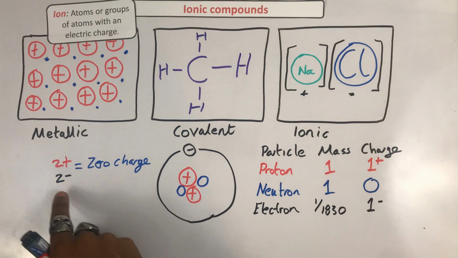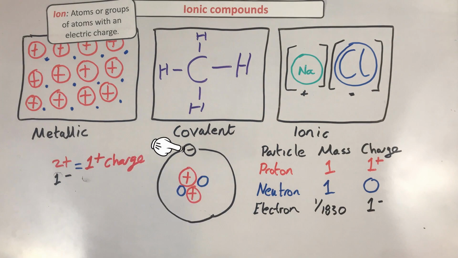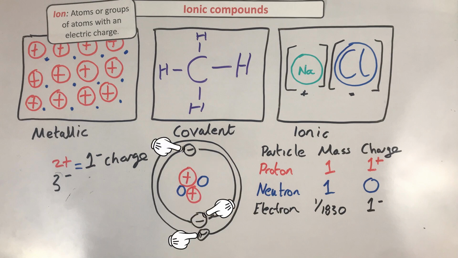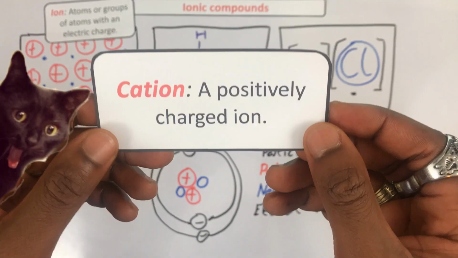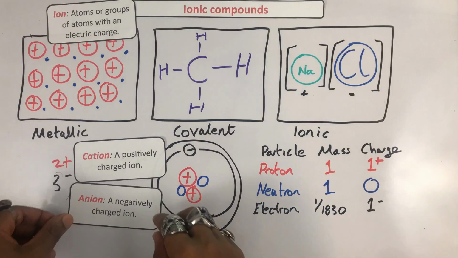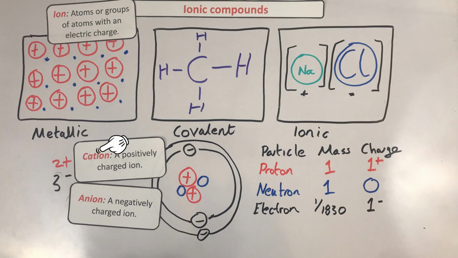Removing an electron makes the helium atom turn into a 1+ ion. That's because we've got 2 protons now and only 1 electron. But if we gained electrons, so I added an electron, it will be a 1- ion. That's because we have 2 protons but 3 electrons. Positively charged ions are called cations, and negatively charged ions are called anions. I remember the cations because the T in cation looks like a positive charge. So I just remember cations are positively charged.